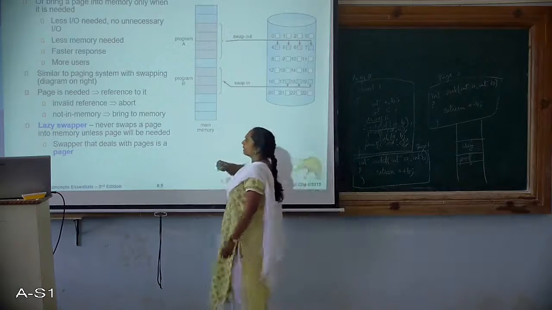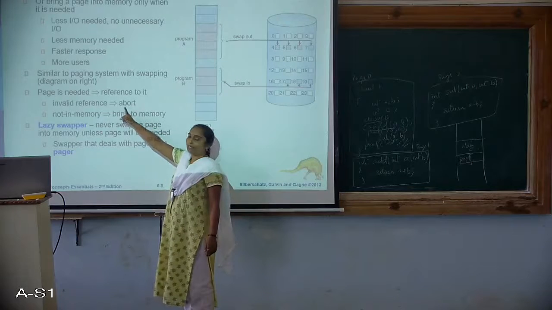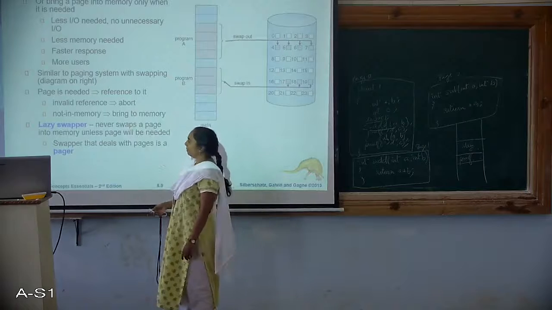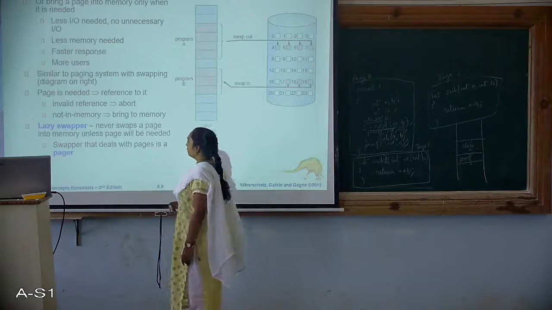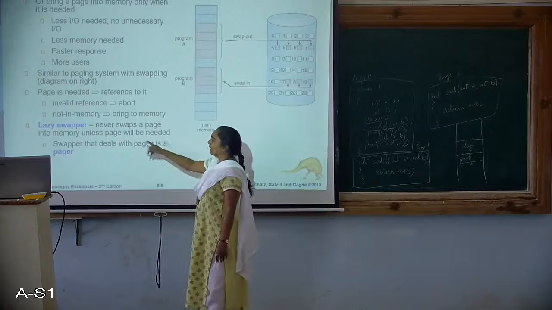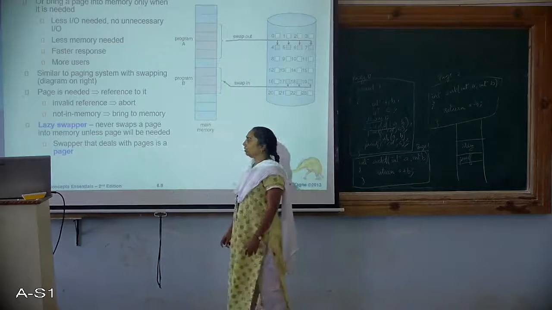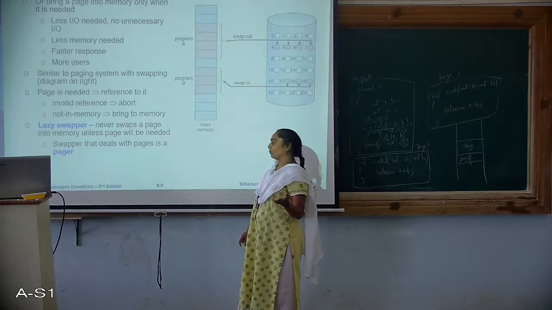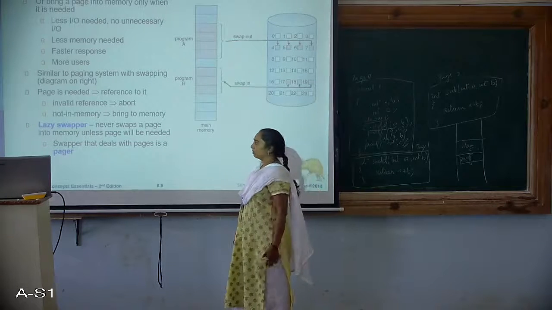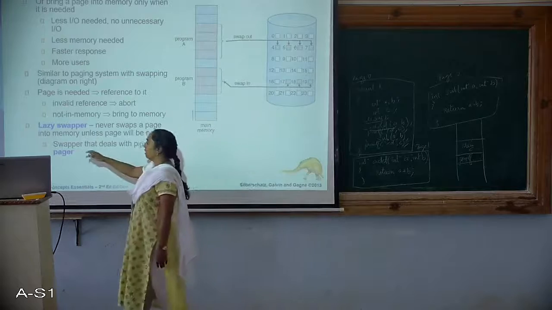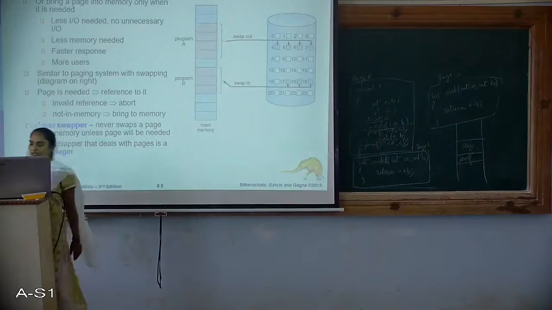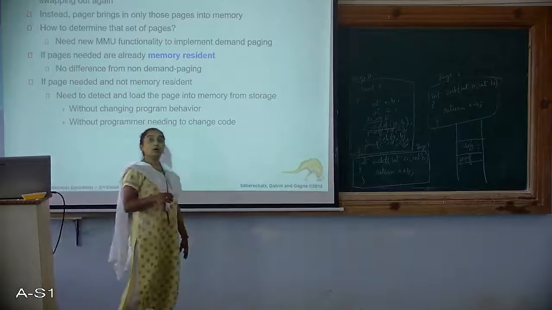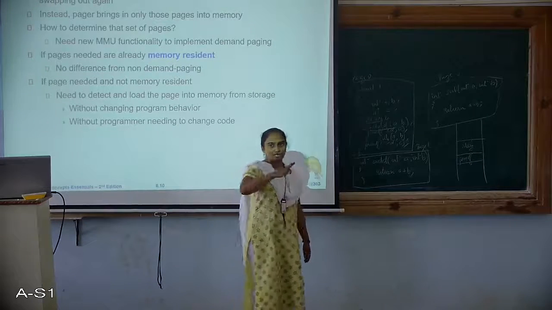We'll understand how that happens. For now, just understand that if it is an invalid bit, then we abort. If it is not in memory, we bring it back into the main memory. The lazy swapper never swaps a page into memory unless the page is needed. A swapper that deals with pages is called a pager. So this is not a normal swapper, it is a pager. Why is it a pager? Because it swaps pages in and swaps pages out.